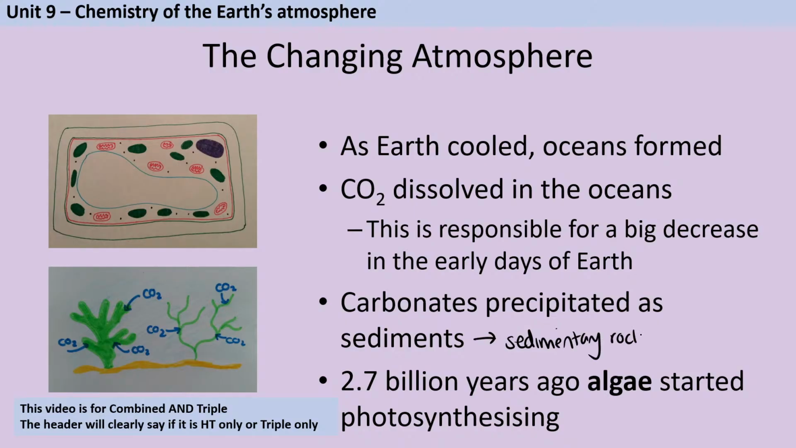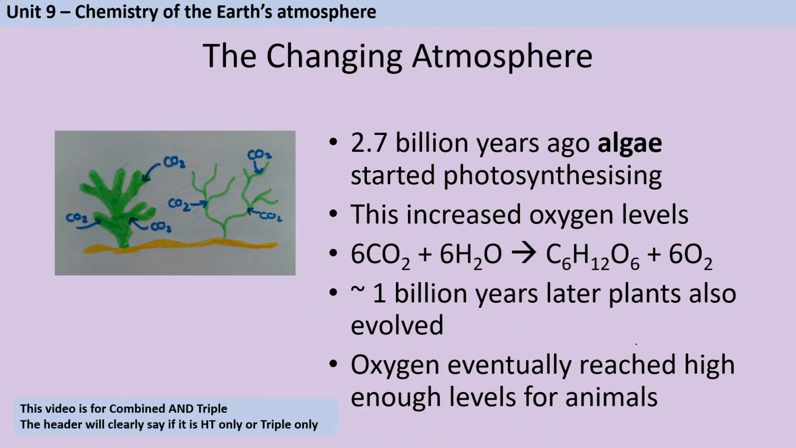And the second thing is that 2.7 billion years ago, algae started using that dissolved carbon dioxide for photosynthesis. Now note, it says algae, it doesn't say plants. Plants came quite a bit later, and it's important that you do understand that. So the carbon dioxide dissolving and the algae doing photosynthesis were both responsible for the start of the carbon dioxide levels coming down.